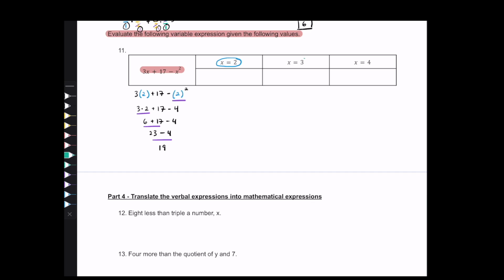But let's say x is equal to 3. What would this expression be equal to? Whoops, I forgot to put the answer here. If x was 2, then the expression is equal to 19. Okay. What if x is 3? Well, let's go ahead and change it.